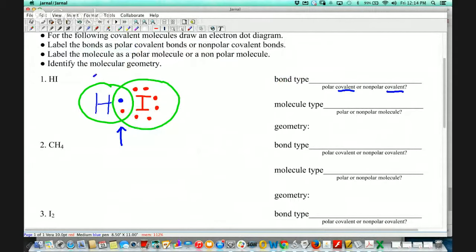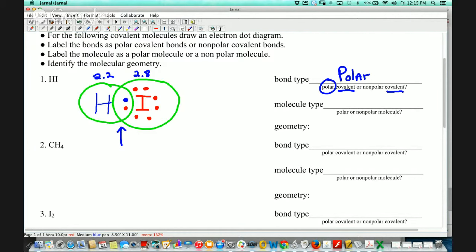Hydrogen is at 2.2 if you look it up on the table, and I believe iodine's at 2.8. I could be off there by a little bit, but I know they're different. So that means that this pair is a little closer to the iodine, which means it's sharing unequally, which means on the iodine side, it feels like it has more electrons than the hydrogen side. So we say this side's the negative part of the bond. So this is going to be a polar bond, a polar covalent bond.